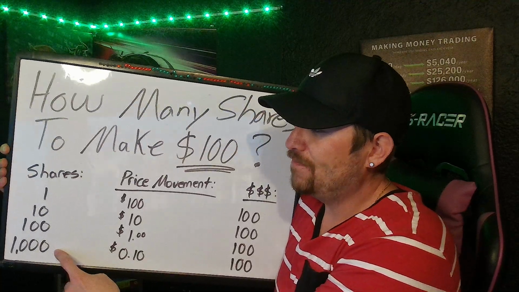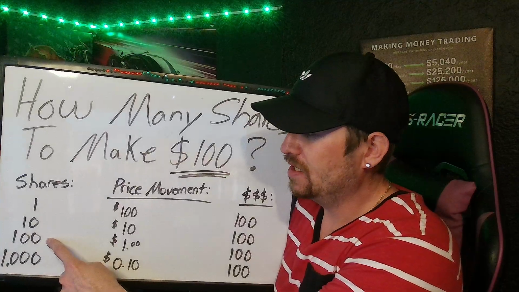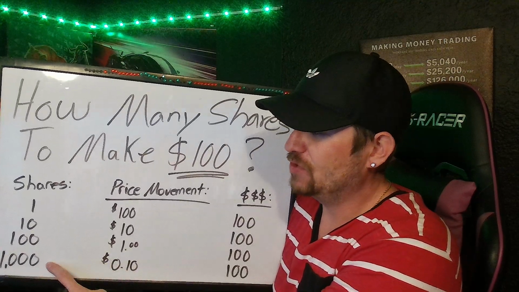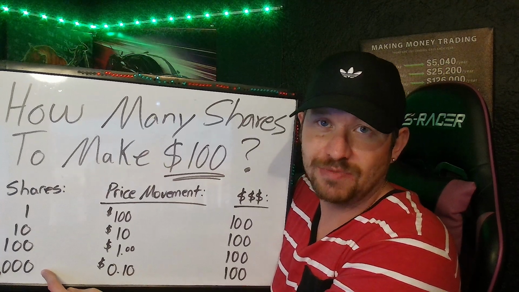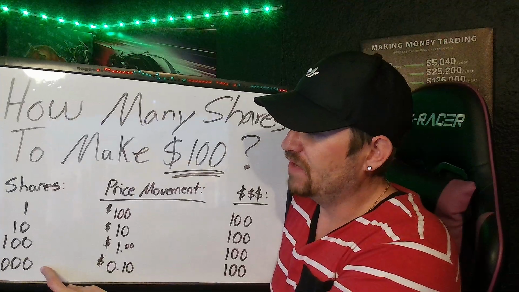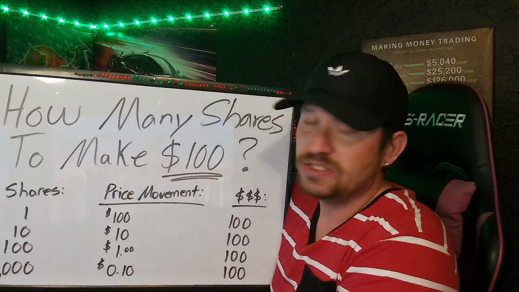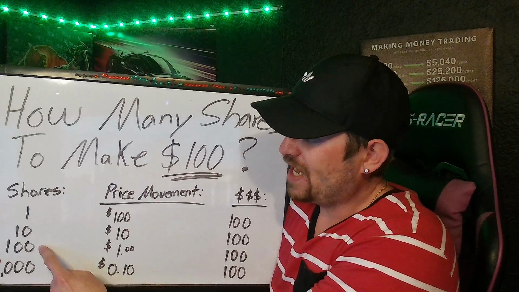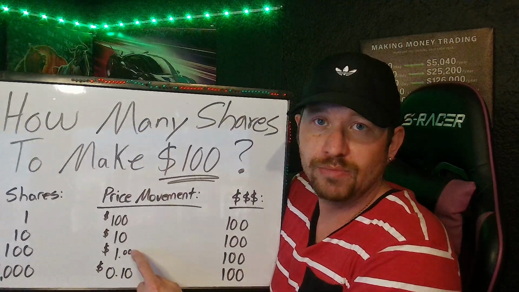Guys, you can trade with 100 shares on a $10 company, and it's not as much money as if you tried to buy a $10 company with 1,000 shares, right? That's going to be $10,000. But if you buy 100 shares at $10, that's only $1,000. That's not that big of a deal. And with a $1,000 investment, you can make $100 on a $1 price movement.